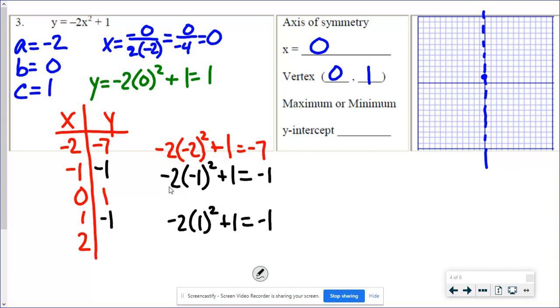This is just crunching numbers on your calculator. Negative 2 times 2 squared. So 2 squared is 4. 4 times negative 2 is negative 8. Negative 8 plus 1 is negative 7. So I could graph this. Negative 2, negative 7. It's right there. Negative 1, negative 1. I already have my vertex. 1, negative 1, and then 2, negative 7.